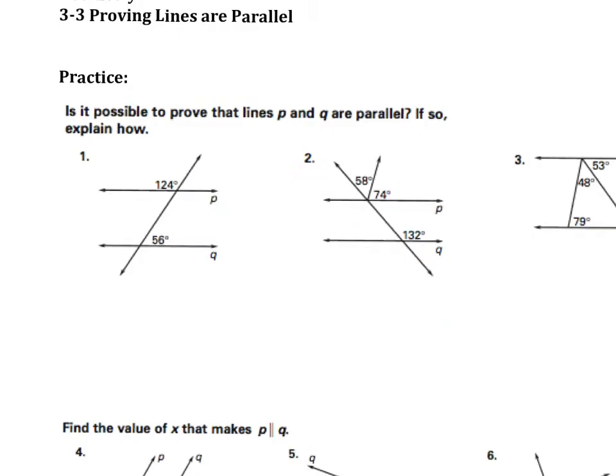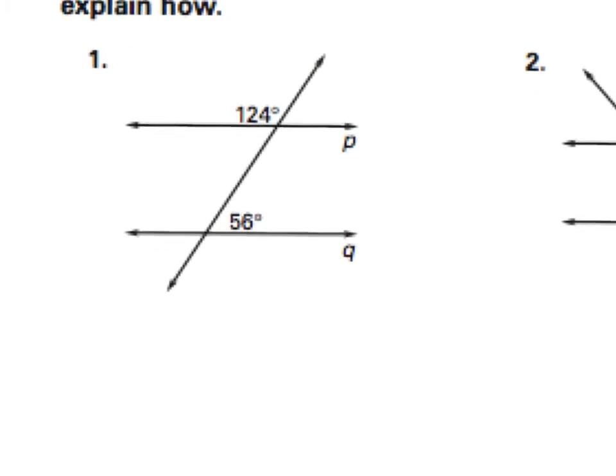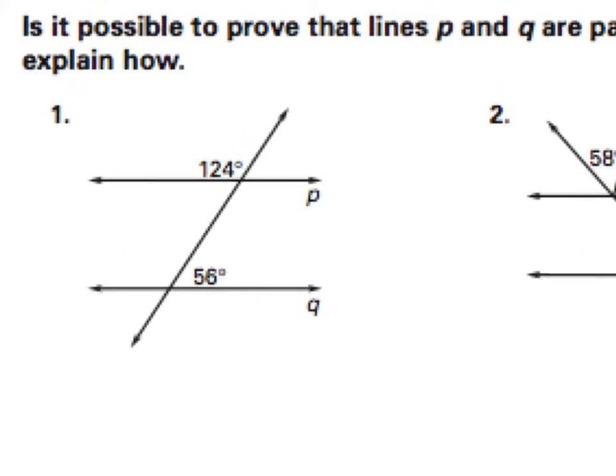Question. If you turn the page, what does this say? It says, is it possible to prove that the lines are parallel? And if so, explain how. So let's see here. Let's look at this diagram. How do we know if the lines are parallel? Well, we don't actually need to know that. We do know something about this pair of angles here. What's their relationship? Please tell your neighbor.